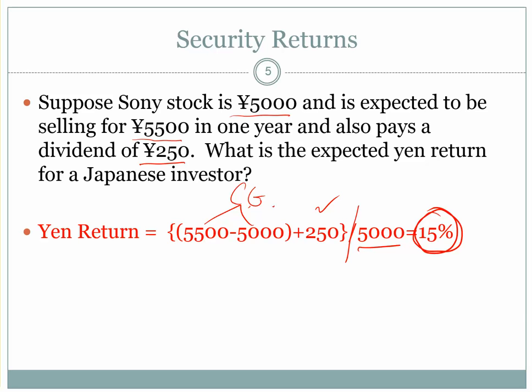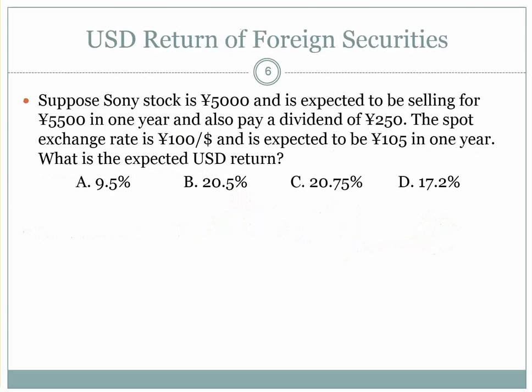on their Japanese stock. Now the question is, well, what would the return be if this were an American investor? What would be the US dollar return? Well, to know that, you need to know what the exchange rates were at the time of purchase and sale of the stock. So say when the stock was purchased, the exchange rate was 100 yen per dollar at the purchase price of 5,000 yen. And at the time of sale and receiving of the dividend, the exchange rate was 105.